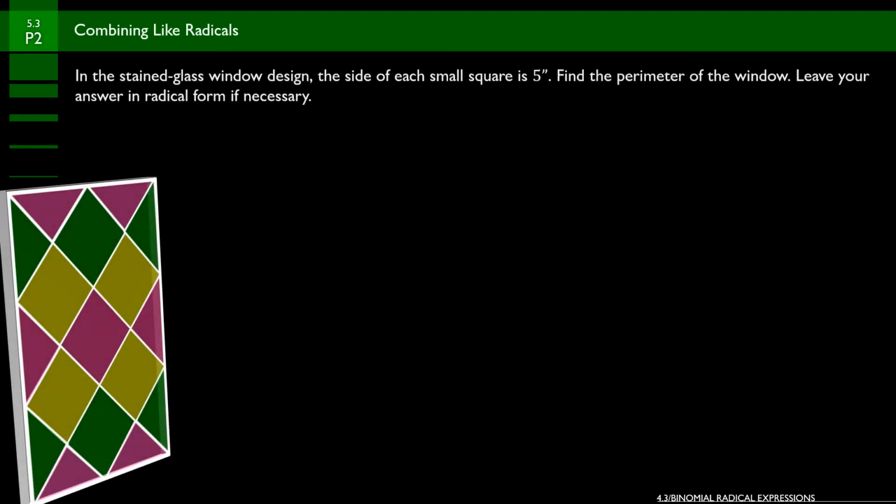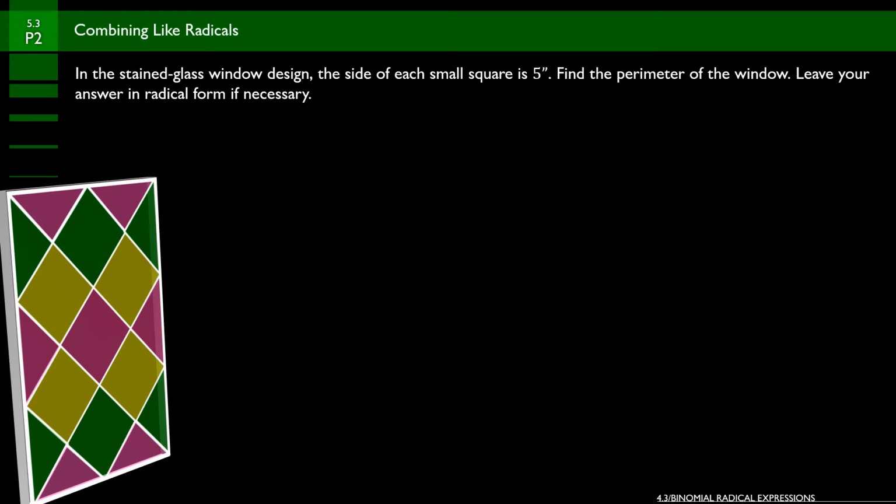In problem number 2, we're given a word problem. In the stained glass window design, the side of each small square is 5 inches. Find the perimeter of the window and then leave your answer in radical form if necessary. So you can see that the perimeter of the window is actually the diagonal of the squares. So what we've got to do is find the length of the diagonal of the square before we can do any sort of solving.